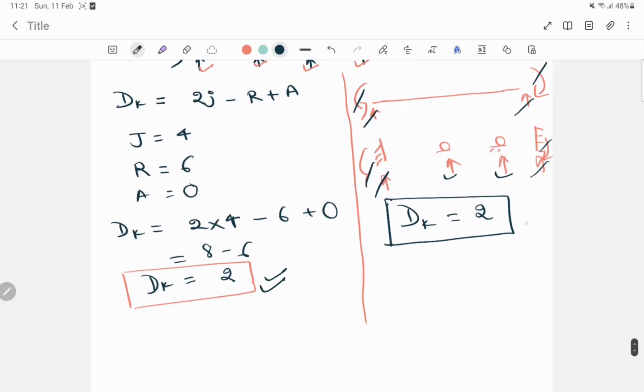So we are getting the same answer, that is dk is equal to 2, and by using the alternative method also we are getting the same answer, that is 2.